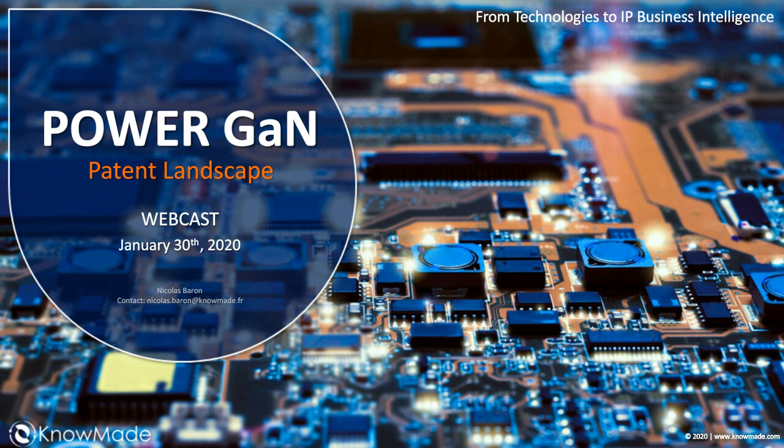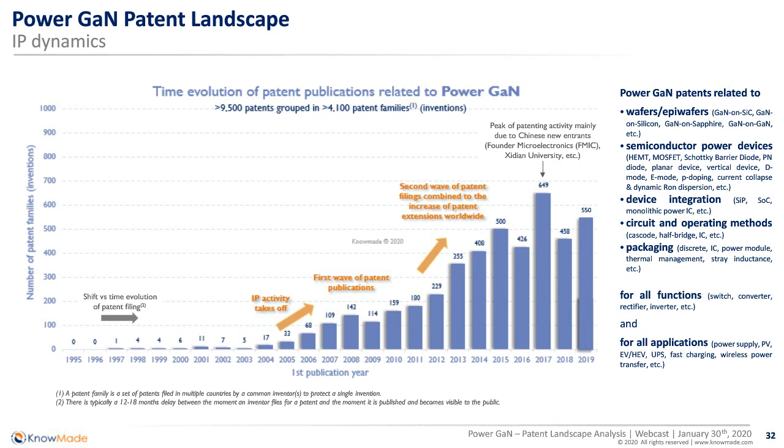At Nomade, we have investigated the patent landscape related to GaN technology for power electronics. We have identified more than 9,000 patents published worldwide. And these patents relate to epiwafers, power devices, device integration, circuitry, and packaging for all functions, switch, converter, etc., and for all applications, power supply, fast charging, EV, HEV.